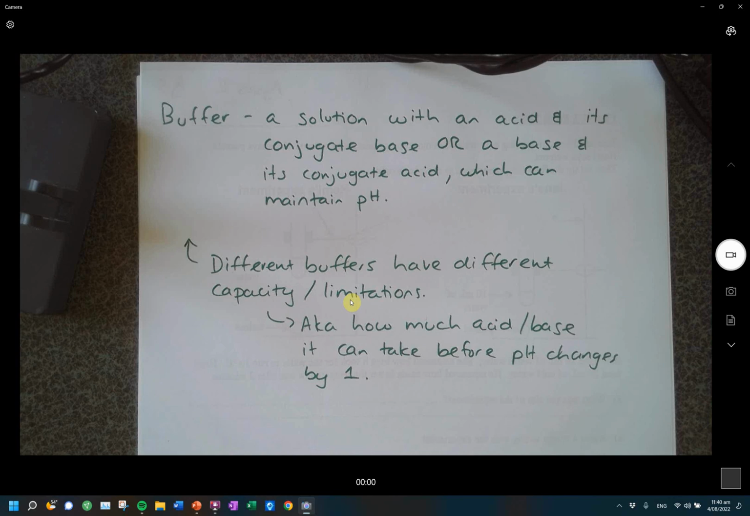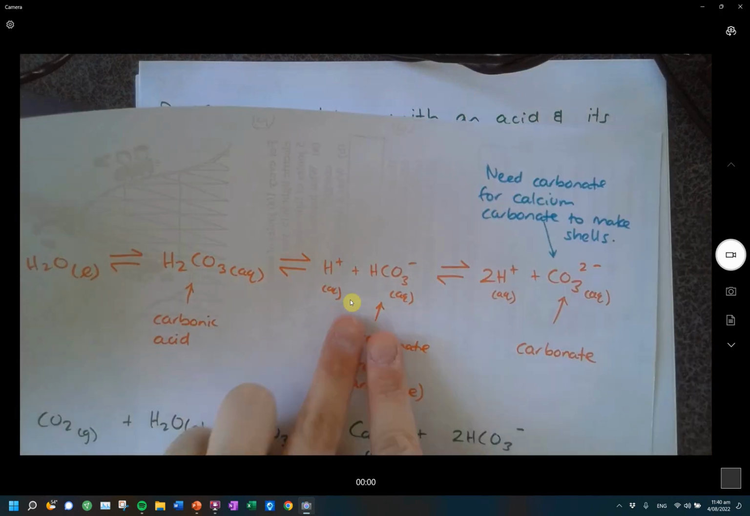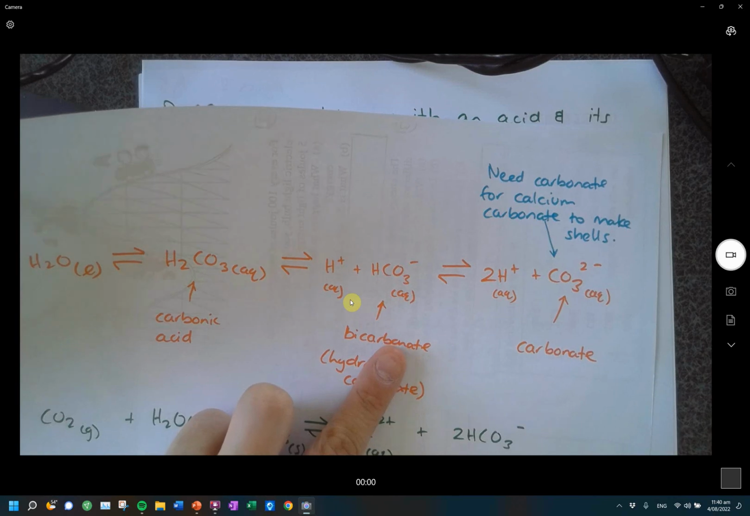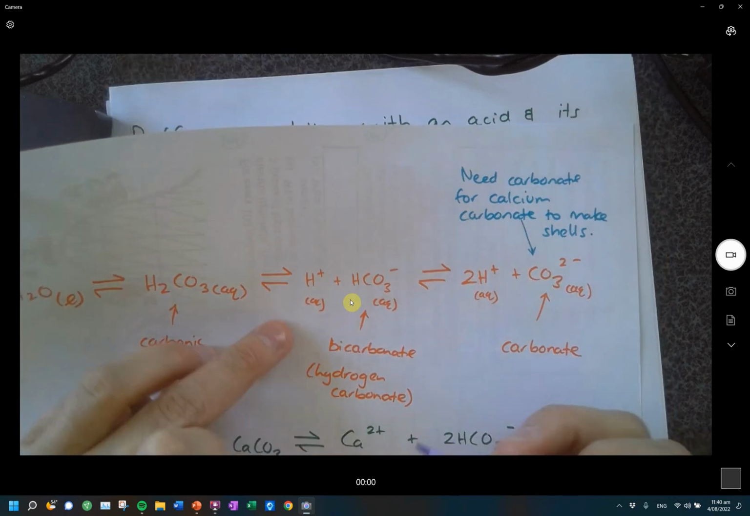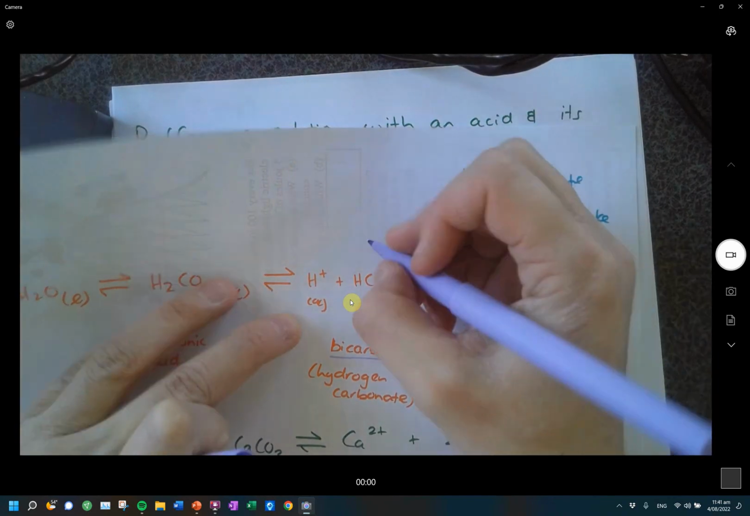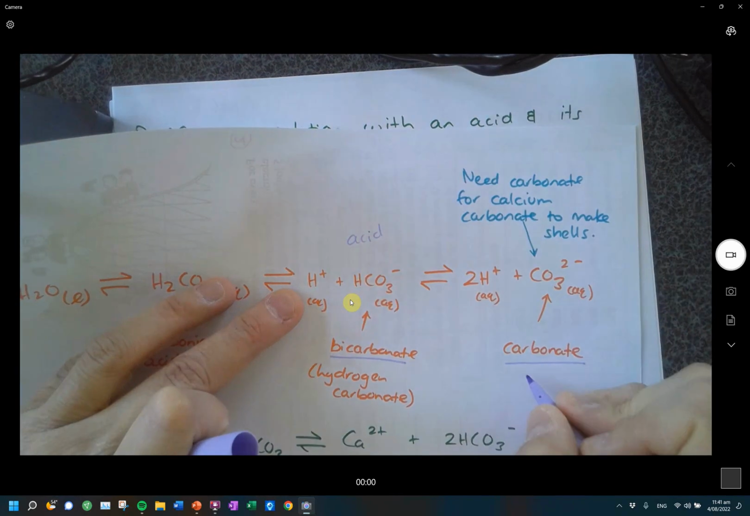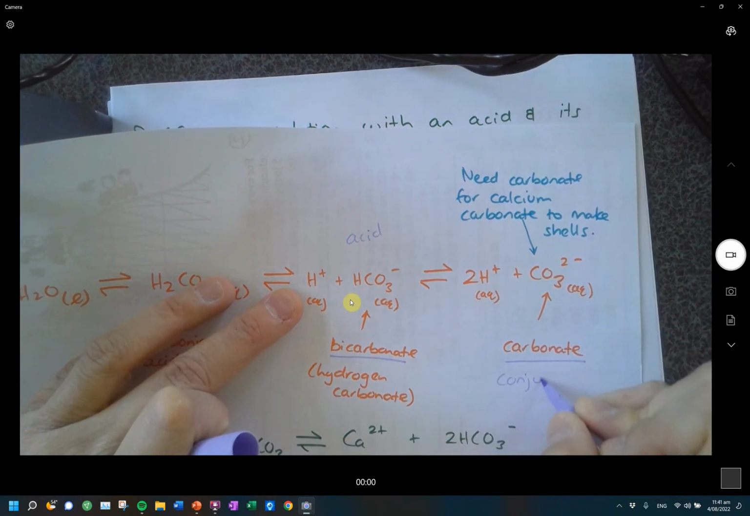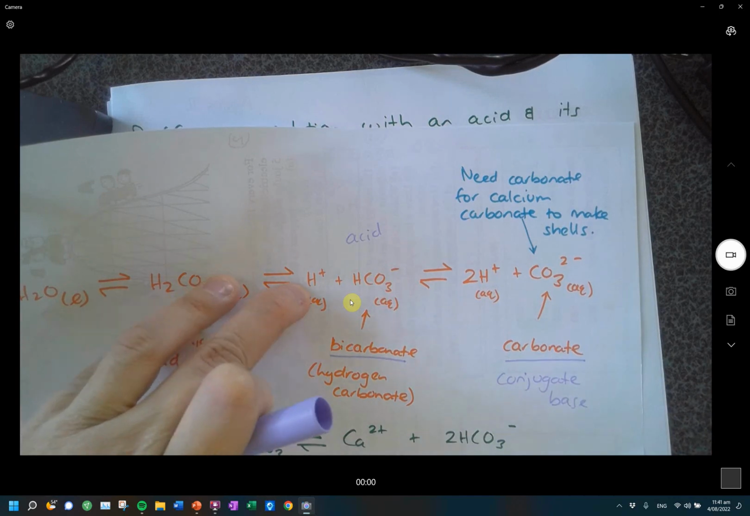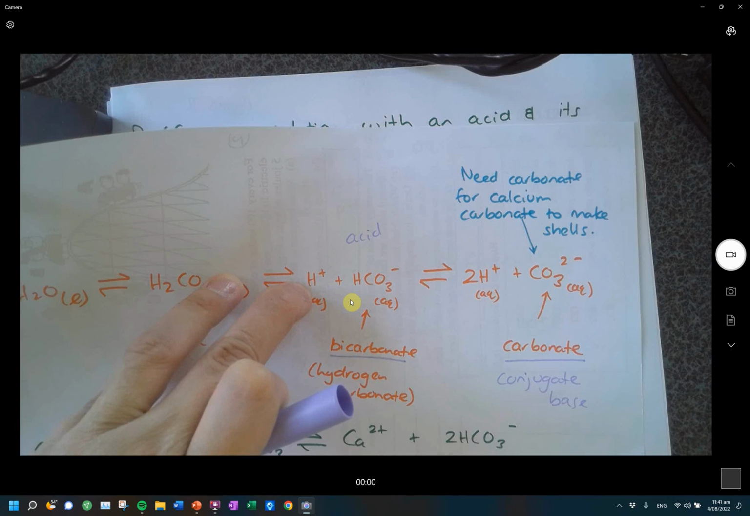In the ocean acidification essay, the equation we looked at yesterday, do you remember this part of the equation here? The buffer component in this equation is the bicarbonate and the carbonate. The bicarbonate is our acid, and the carbonate is the conjugate base. So our ocean has carbonate and bicarbonate in there. That is acting as our buffer, and that's going to help us maintain that pH.